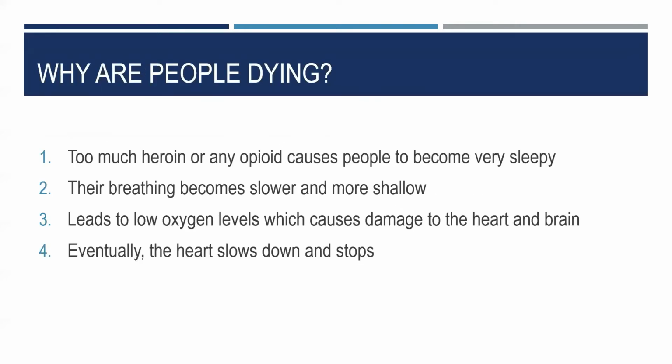Why are people dying when they take opioids? Well, too much heroin or any opioid causes people to become very sleepy, and their breathing becomes slower and more shallow, and it leads to low oxygen levels, which causes damage to the heart and brain, and eventually this continues, the heart slows down and just stops.